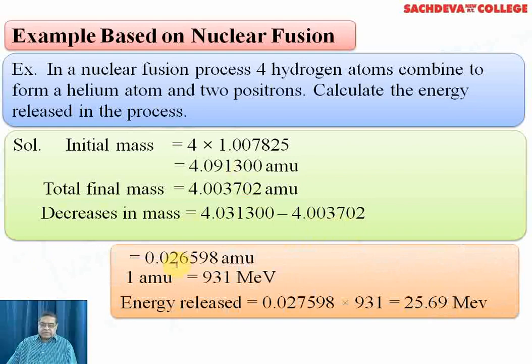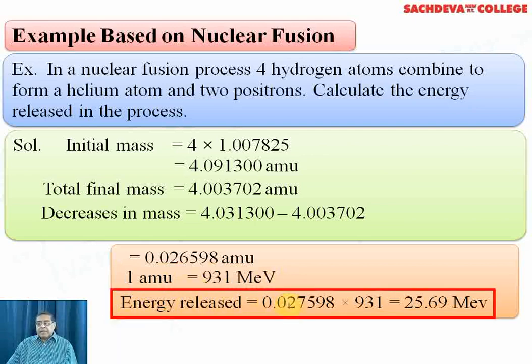Now this difference is given as 0.026598 AMU, and we know that 1 AMU in approximation is 931 million electron volts. So whatever number is given in AMU is multiplied by 931, and the net energy will be 25.69.